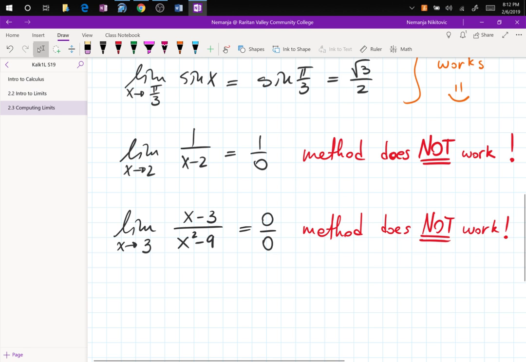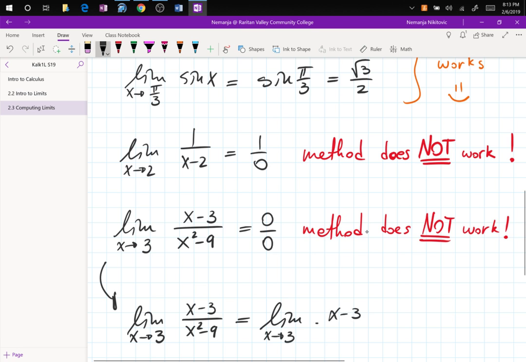So what should we do if the method doesn't work? Well, we have a lot of other methods. Your graph, your chart of values, or maybe we can use algebra. So how about I pick up this problem here and say limit x goes to 3 of x minus 3 over x squared minus 9, and we use the knowledge that we have difference of squares in denominator. Can I factor that? Great. And then what I'm able to do when I factor? I'm able to cancel.